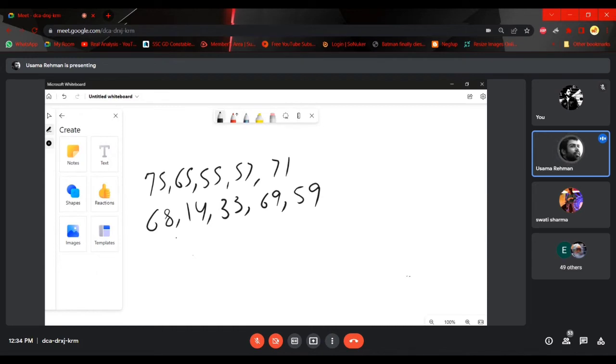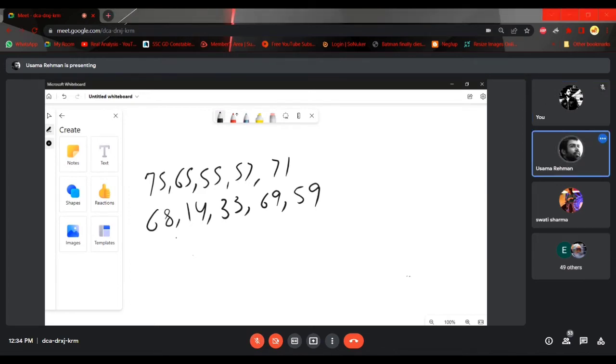What is the mean of this particular group? You have to take it out exactly. Please use your mobile phone. Another thing is that you are allowed to use a simple calculator in the exam also, so please arrange a simple calculator. 56.6.